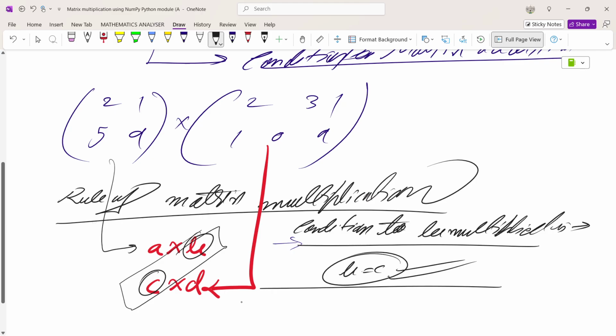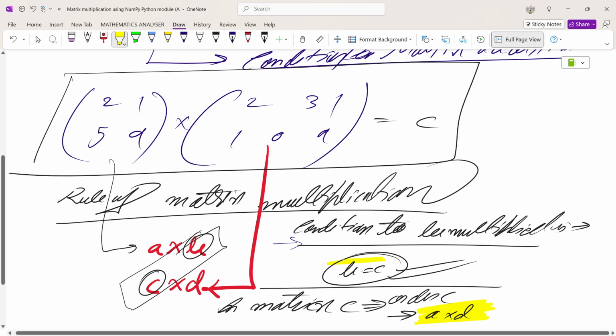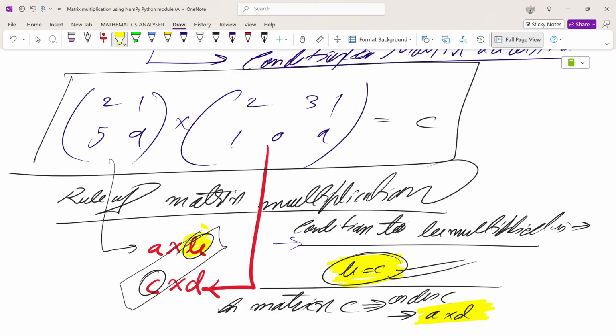And there's one more thing: if we are getting matrix C from this whole multiplication, then matrix C should be of the order A cross D. These are the necessities in order to multiply these two matrices. So this and this should be the same, and the resulting matrix will be of the form A cross D, that is matrix C.